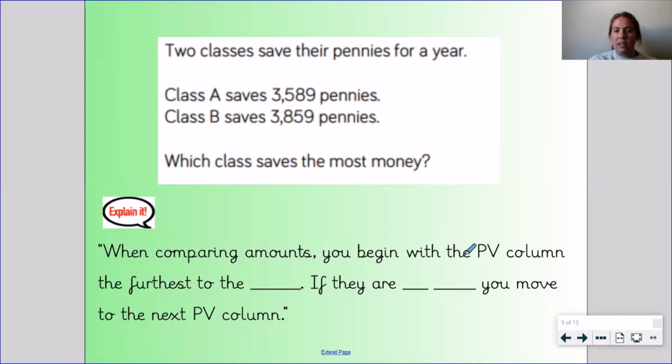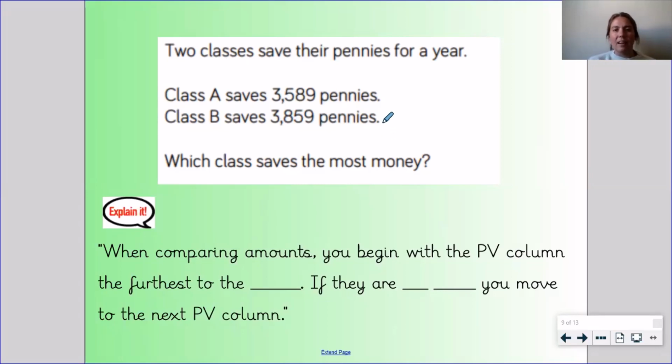Okay, you might be able to use this sentence to help you figure out which side you might want to start with. Now, I know that this doesn't have the whole pounds on here, but it's still going to be the same, isn't it? Because no matter what, we want to start with the biggest place value position. So this one's the thousands, so we're going to start here. We start with the place value column furthest to the left, and if they are the same, then you move to the next place value column. So these are both 3, so we know they're the same, but B has 8 in the hundreds column, so I know that B has saved more money.